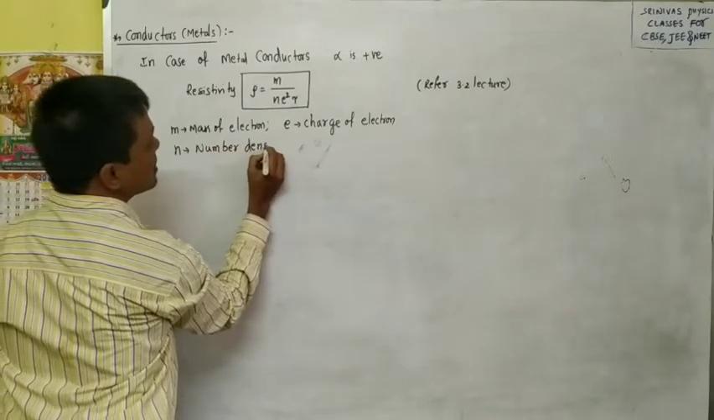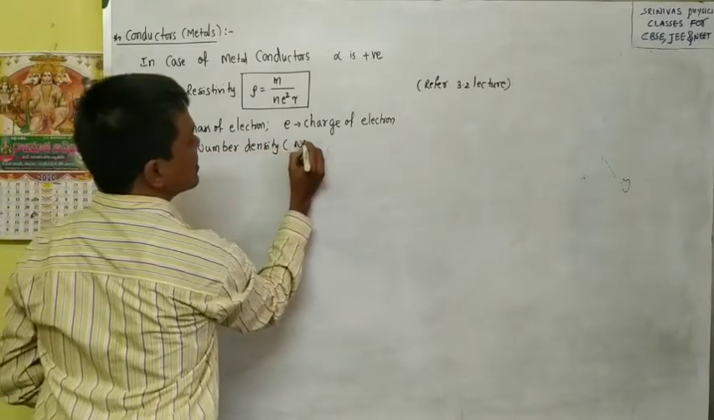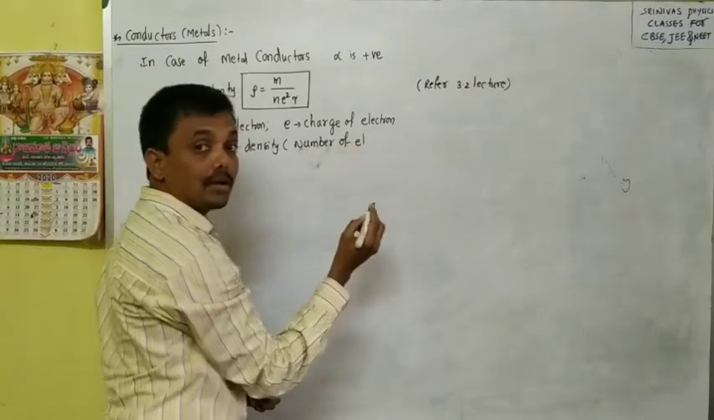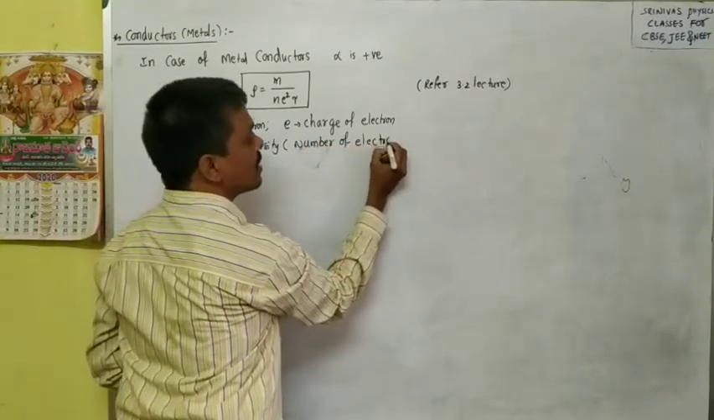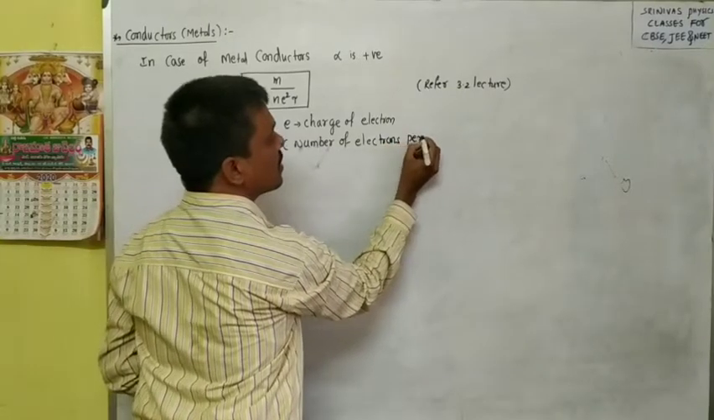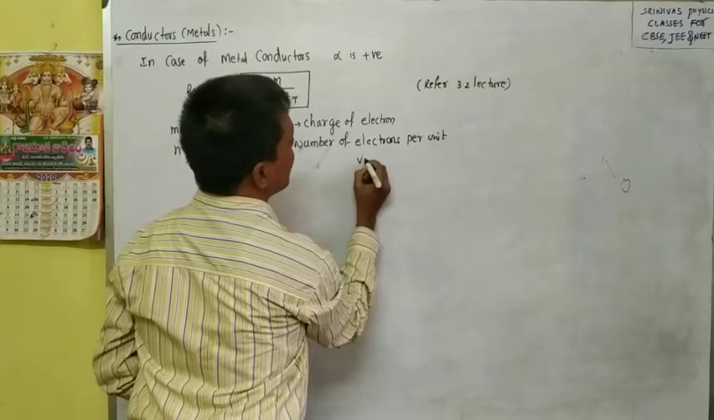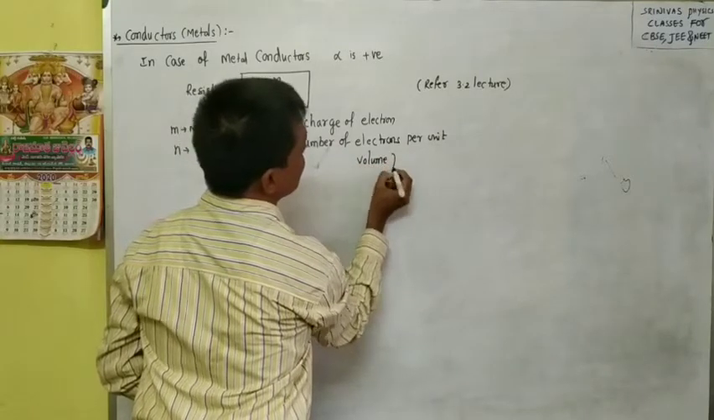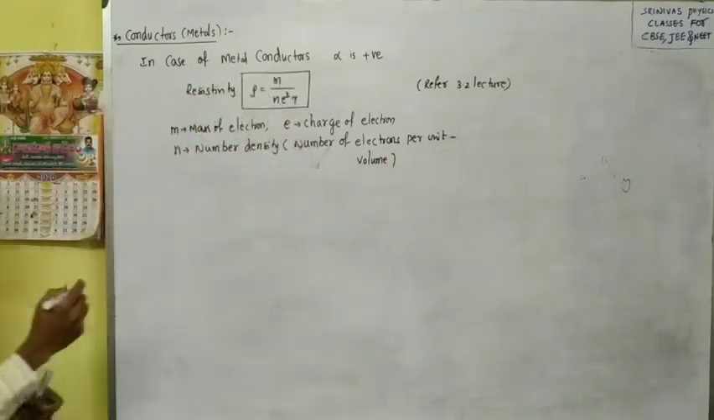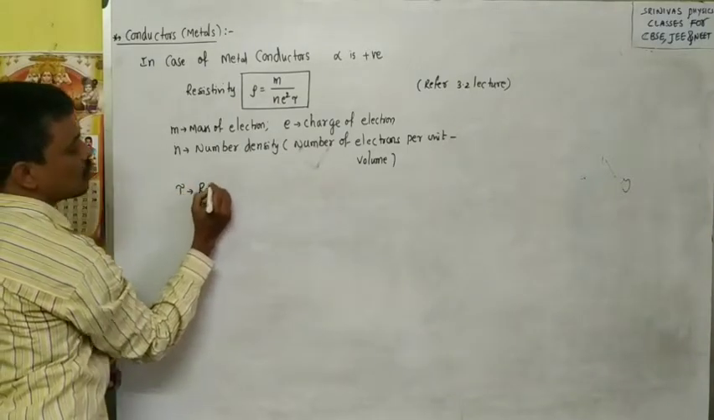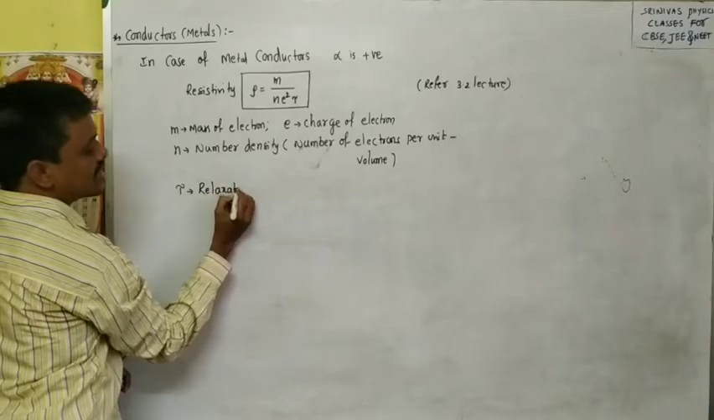What is number density? Number density means number of electrons per unit volume. Okay, number of electrons per unit volume. What is tau in this? Tau is the relaxation time.